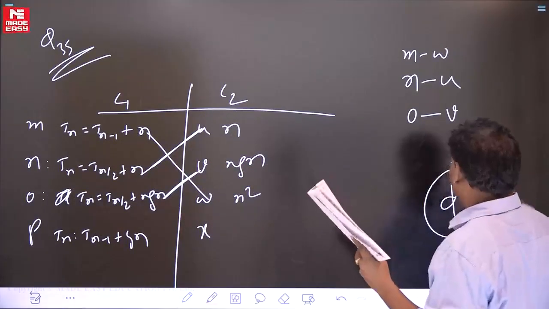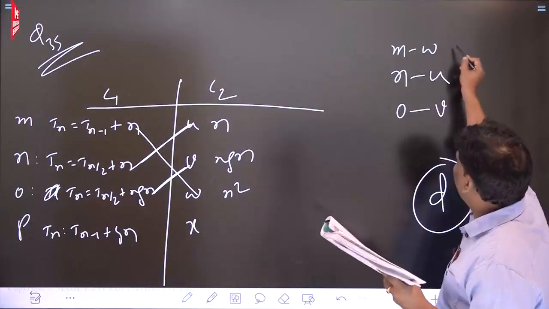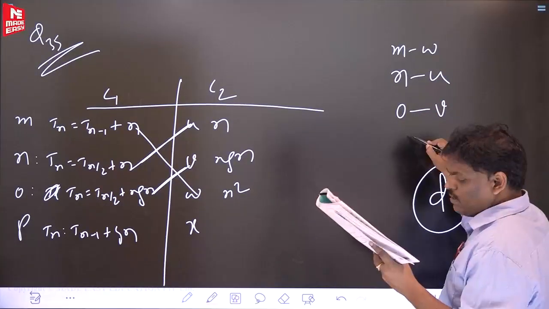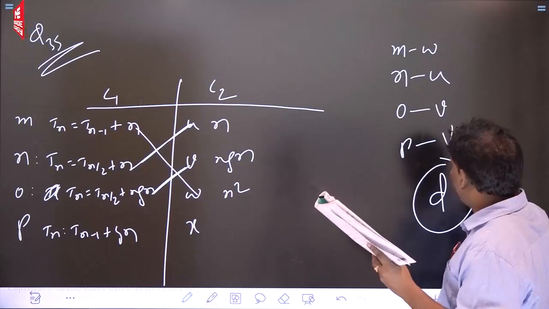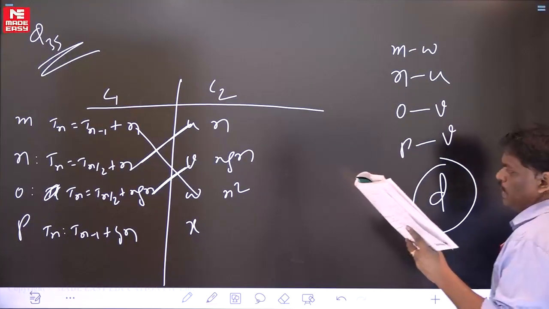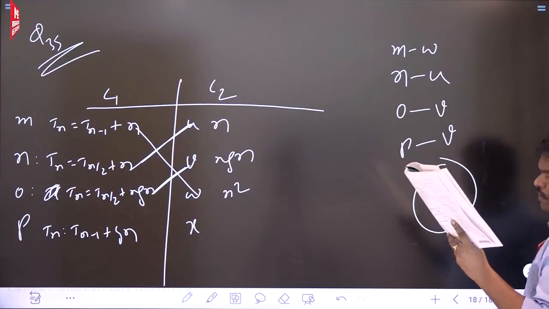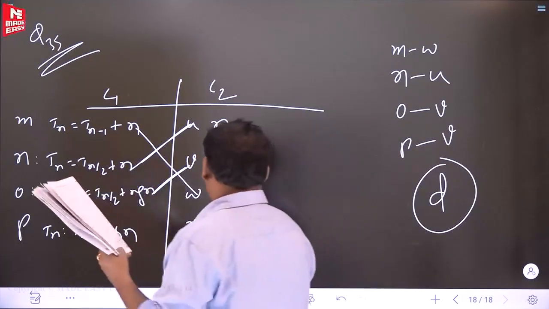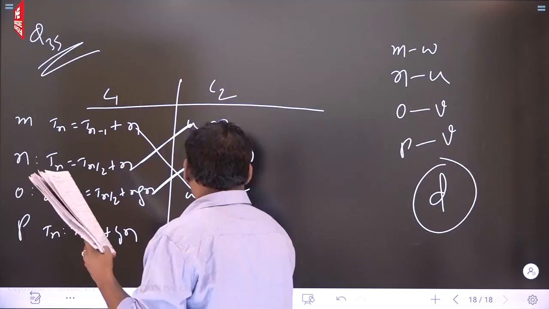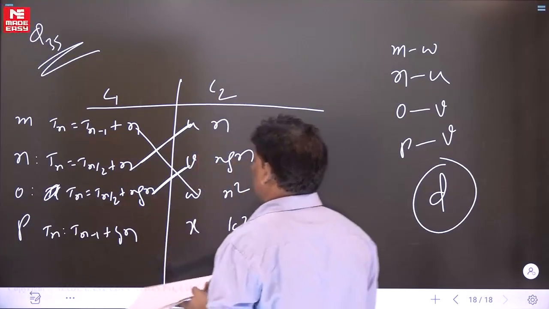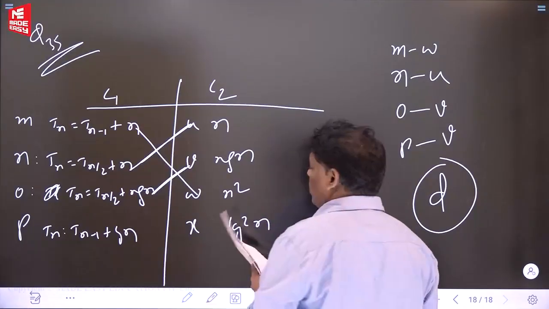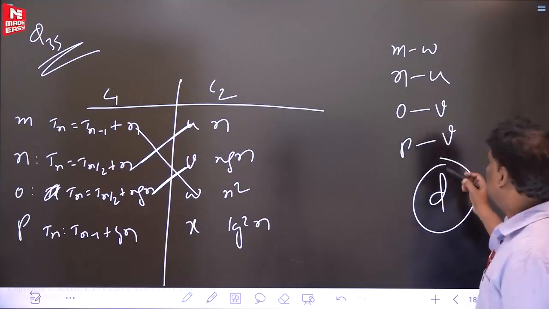But in the D, this is the case. Right? M, W, N, U, O is going to be V. Next one, P is going to be also V. Please be careful. P, X, no. Why? What is the X given? X given is log square n, no relation. So this value becomes n log n. N log n is big O of log square n, no relation.